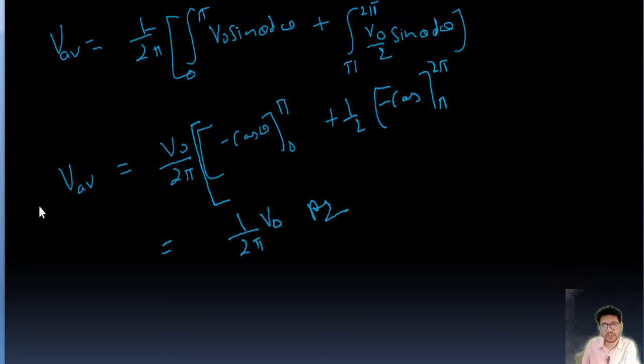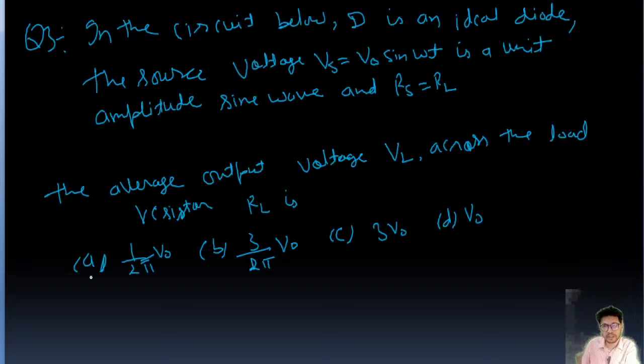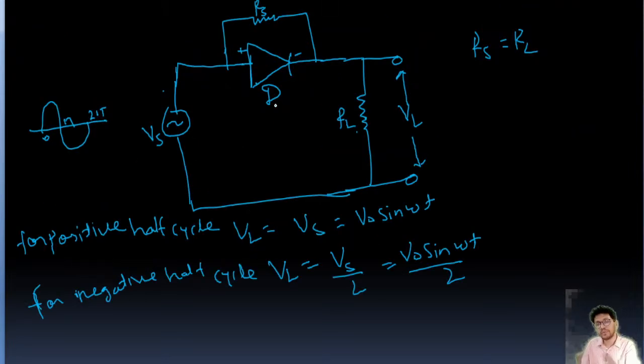Which option is matching? 1 upon 2 pi V naught, so option A is matching, guys. Very good question. You need to find first for the positive half cycle, and then second for the negative half cycle. So this is the procedure.